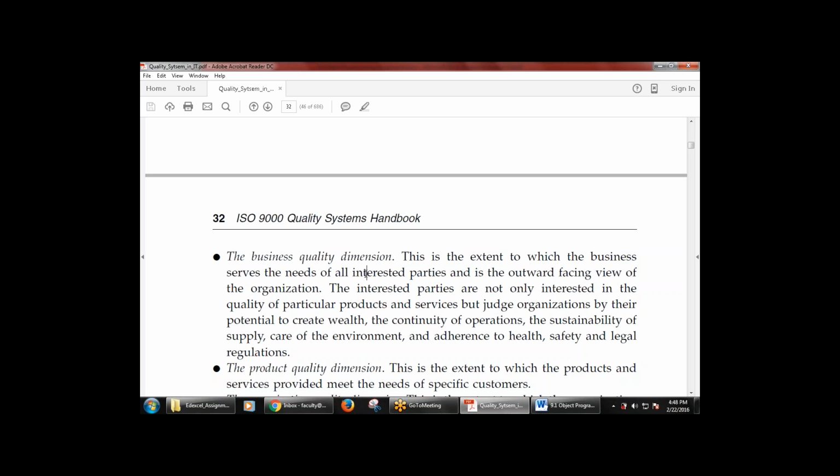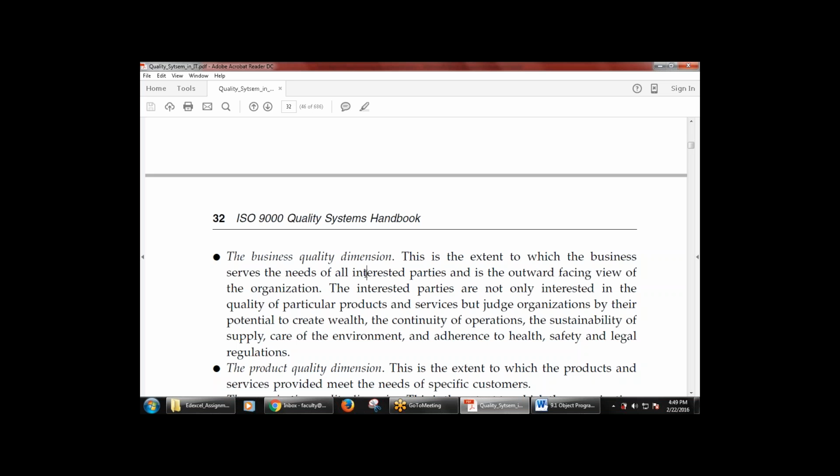The interested parties are not only interested in the quality of a particular product and services, but judge the organization by their potential. That means the quality will be judged by their wealth, by their operations, by their supply, care of the environment, and adherence to health, safety, and legal regulations. That means there should be a business quality dimension, so that the quality of the product is very good. That is the business quality dimension.